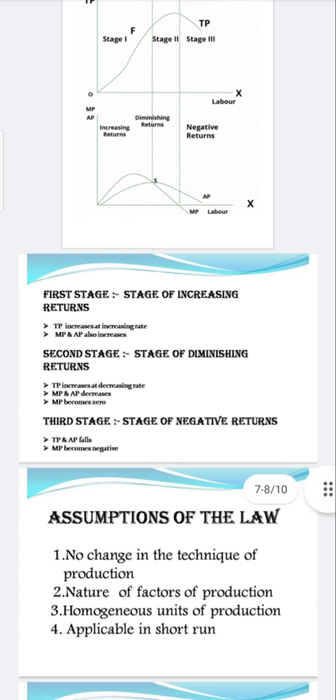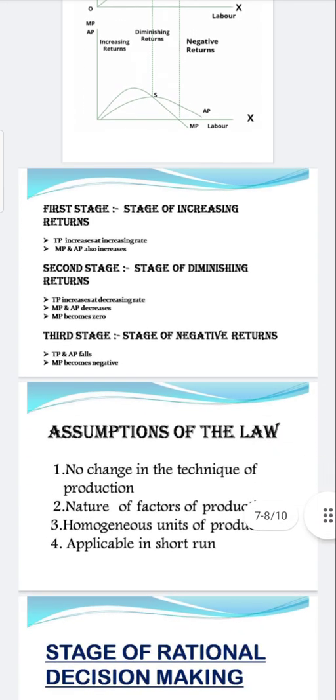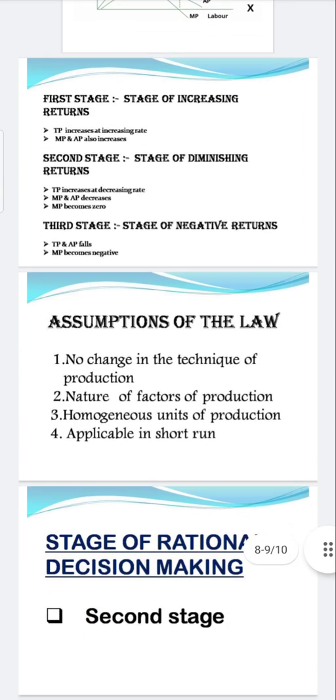Now the second stage is the stage of diminishing returns. In this stage, TP increases at a diminishing rate and becomes maximum or highest. Both AP and MP fall, but the fall in MP is greater than the fall in AP. MP also reaches the level 0. In the third stage of negative returns, TP starts to decline and AP falls but remains positive. MP becomes negative.